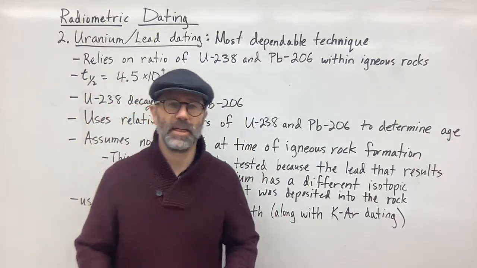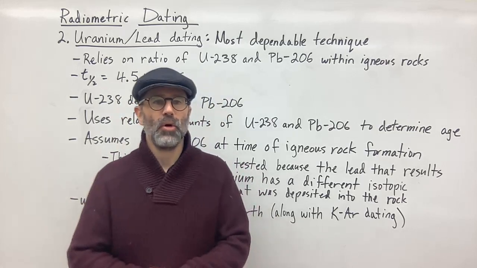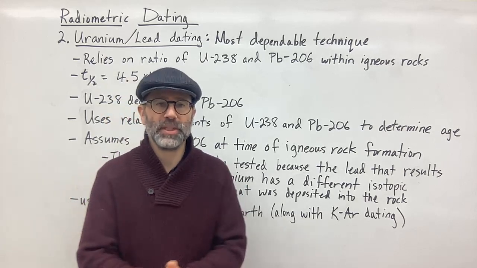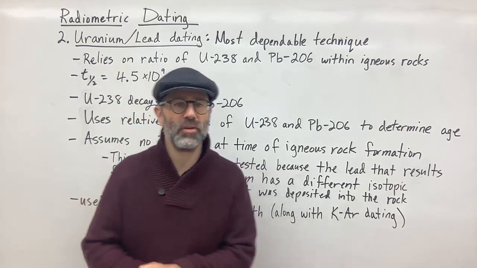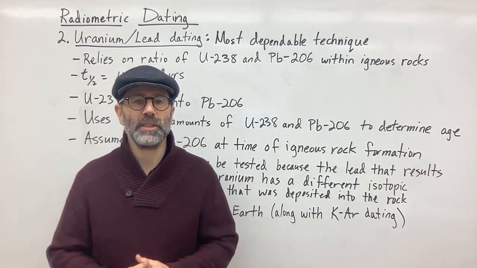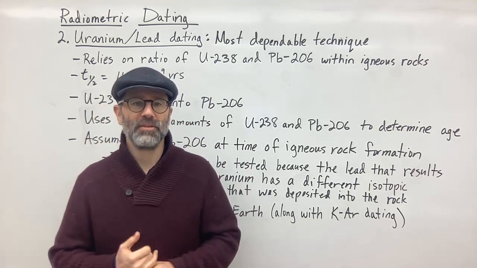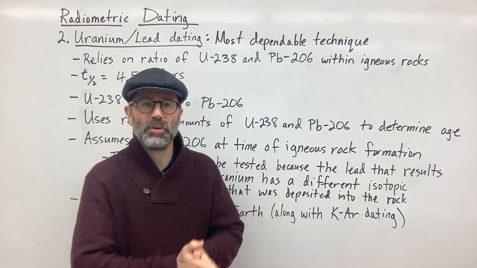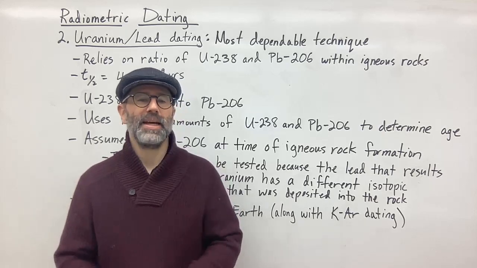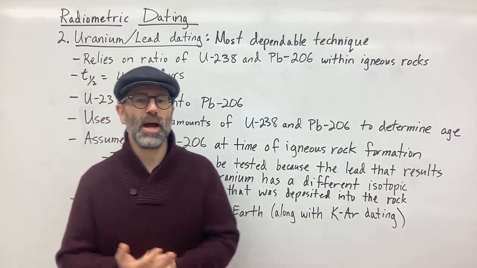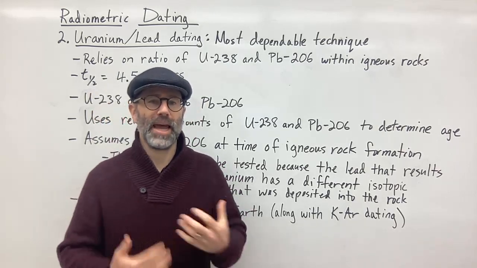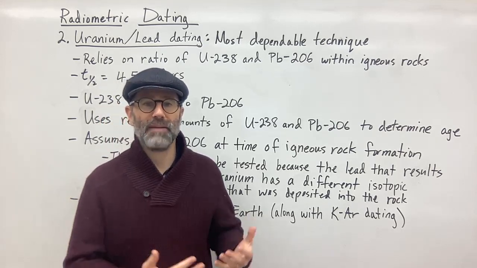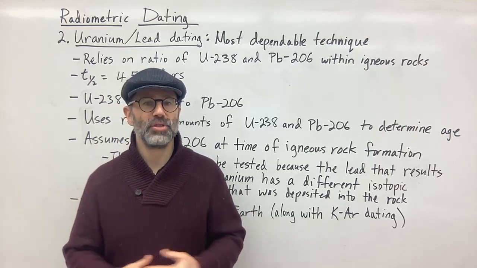Okay, so the next kind of dating that I'm going to talk about is called uranium-lead dating. This is one of the most dependable techniques for dating things that were never living, like rocks. This, like the carbon 14 radiometric dating, relies on a ratio of isotopes. In this case, it relies on a ratio of uranium 238 and lead 206 that's within igneous rocks. Now, igneous rocks are the rocks that are formed from heat, like volcanic rock. And so when the igneous rocks form, it's going to have a certain amount of uranium 238 to start with.